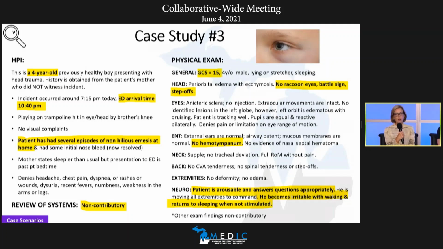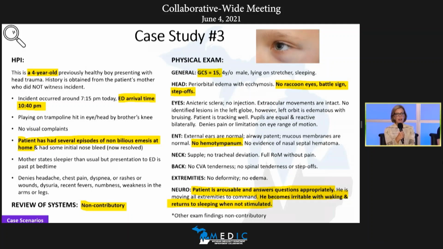The head is described as some periorbital edema with some ecchymosis, but no raccoon eyes or battle signs or step-offs. And otherwise, the eye exam is pretty unremarkable. Everything moves well. The patient tracks well. He doesn't have any pain or limitation on range of motion. And his ENT exam is otherwise unremarkable. There's no hemotympanum or evidence of any kind of nasal injury.